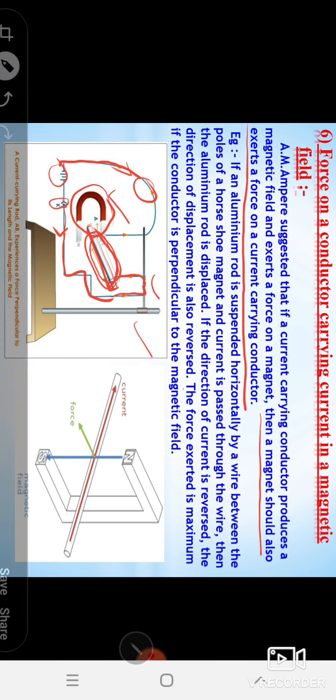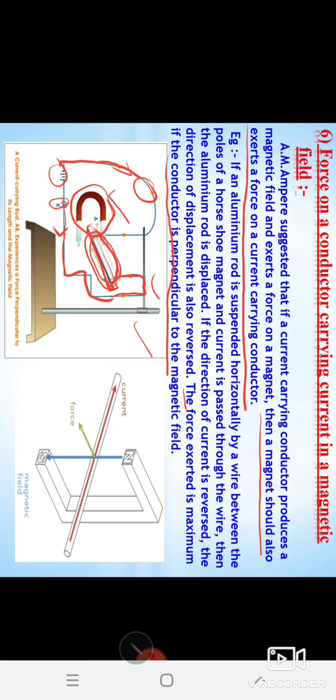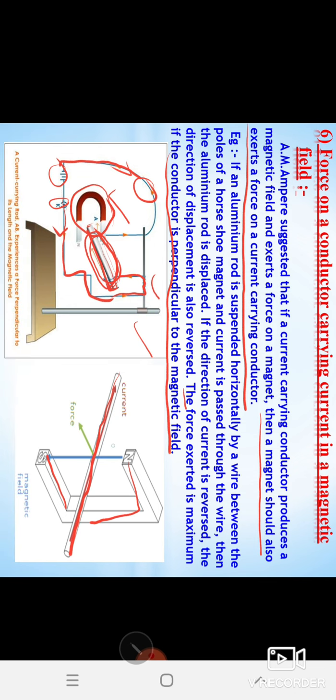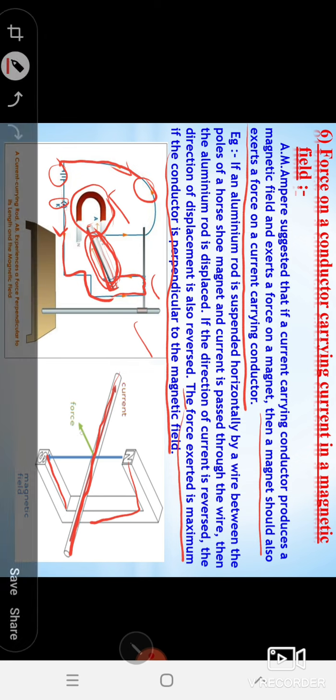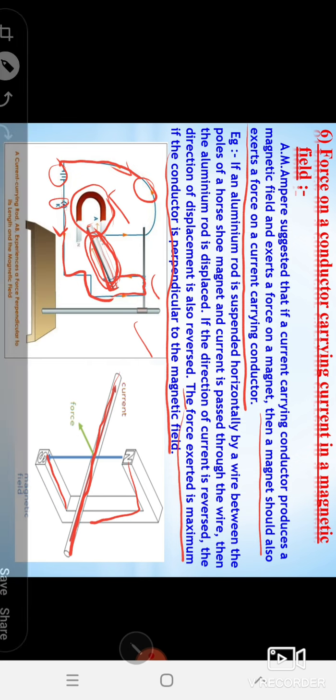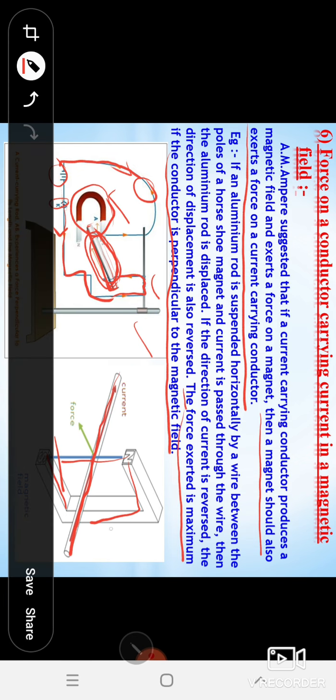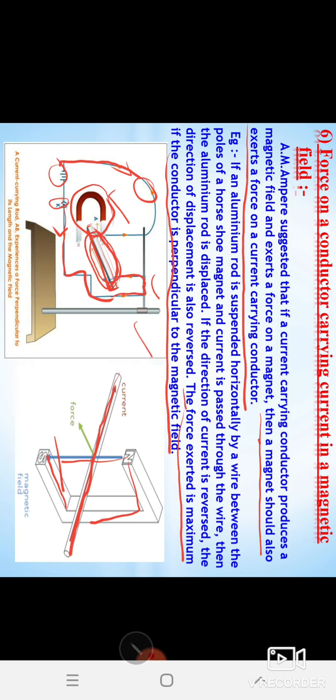Whenever the conductor is placed perpendicular to the magnetic field, as we can see here, whatever force we get is said to be maximum. So keep in mind, this is very important. The force exerted will be maximum if the conductor is perpendicular to the direction of what? The magnetic field. This is very important. By this activity we can prove that a magnetic field exerts a force on a current carrying conductor.